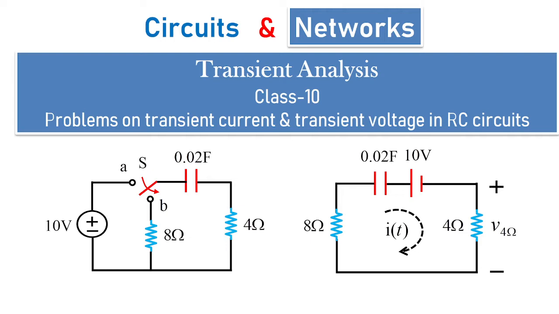In today's transient analysis class, that is class 10, we are going to see some problems involved with RC circuits, especially in the name of transient current and transient voltage. Here you can see there are two different examples. In example 1, 10 volts is connected to passive elements and the switching position is changed from A to B. Then we need to find out the transient current and transient voltage.